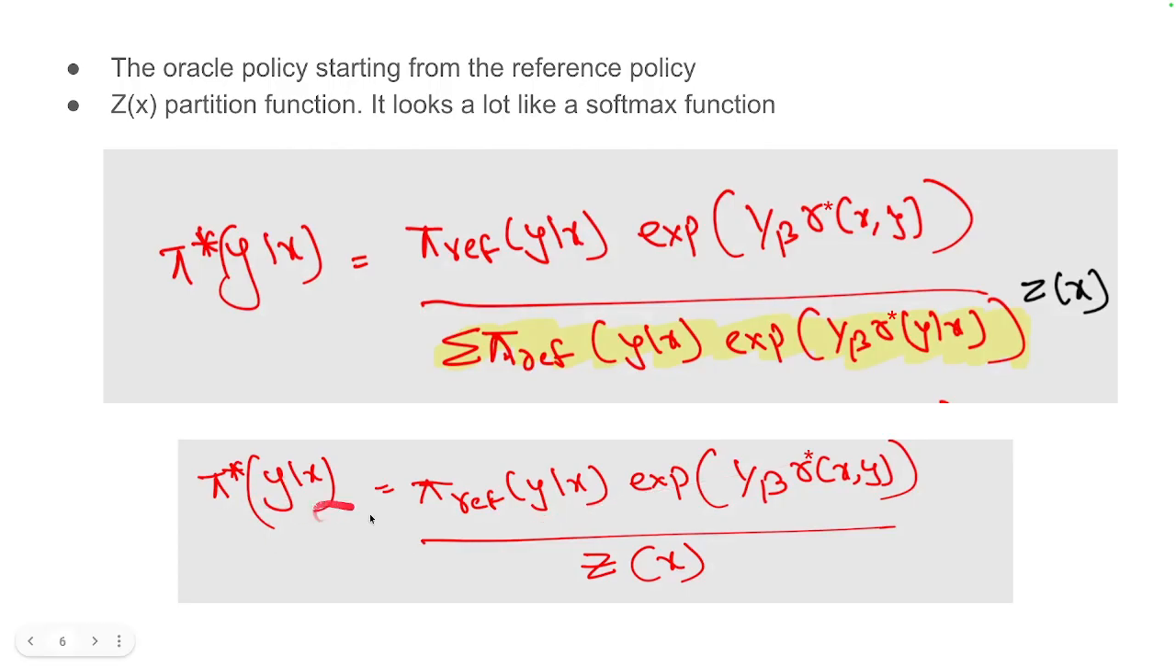So now your oracle policy becomes pi star of y given x, where y is your completion and x is your input, and this is your reference policy, and this is a reward, and this is a partition function. So now we need to find this oracle policy.